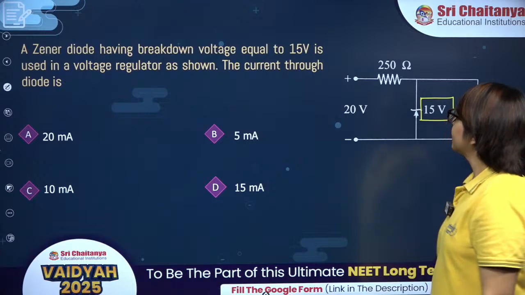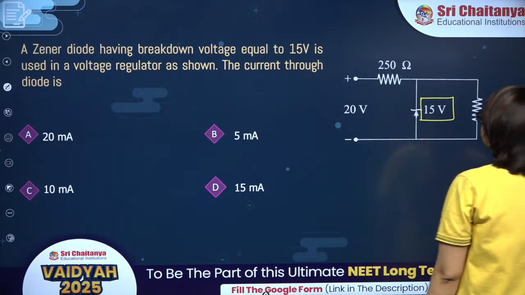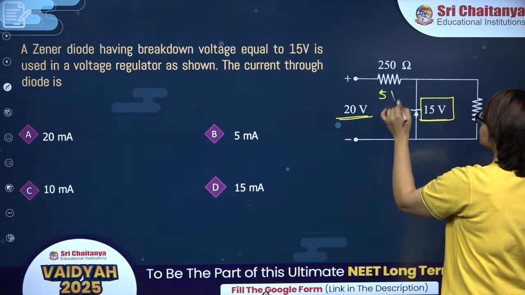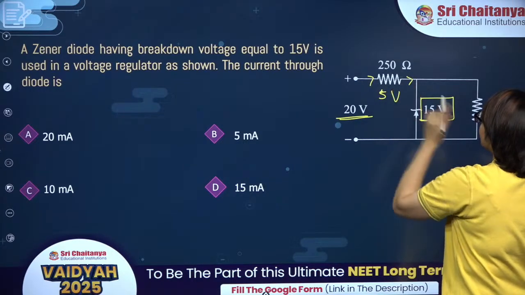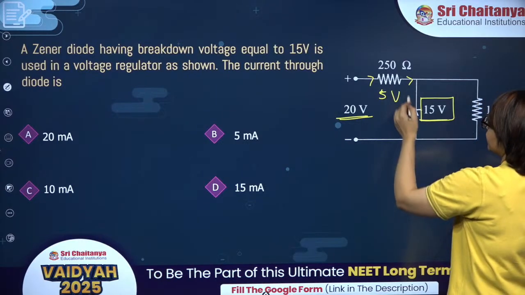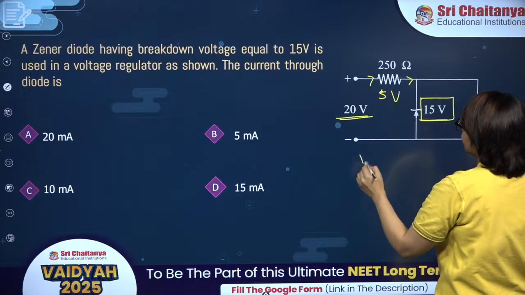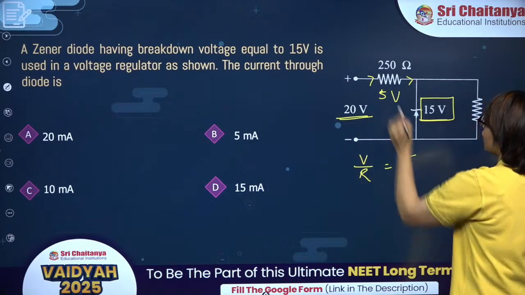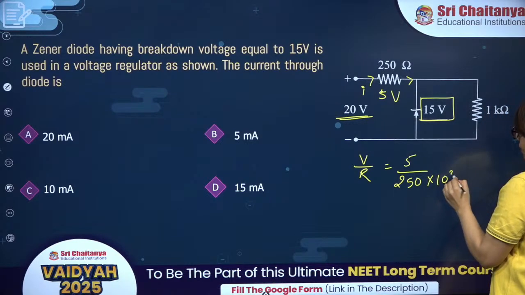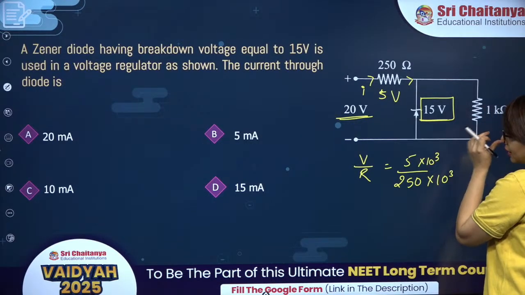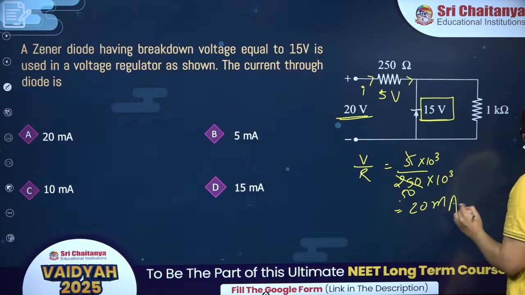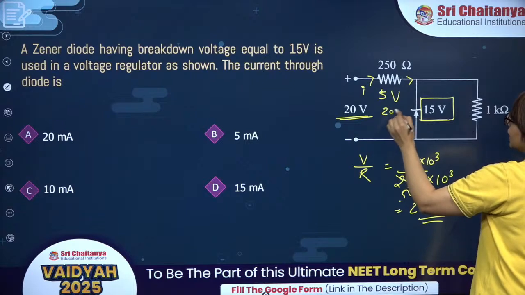See, out of 20 volt, 15 volt is dropping here. So remaining 5 volt is dropping here. So we have to find the current through the diode, right? So total current provided over here is V upon R, which is 5 divided by R is 250. Just multiply by 10 power 3 in numerator and denominator. So it will be 20 milliampere, right? So total current is 20 milliampere.